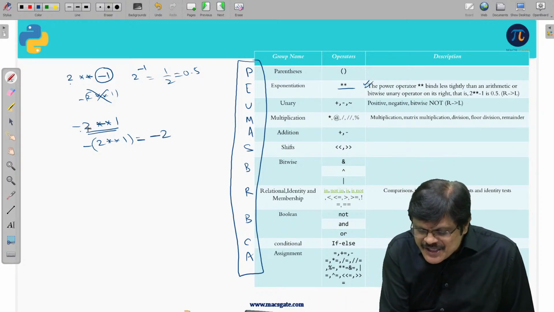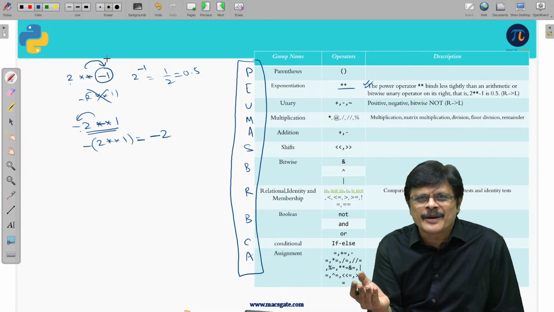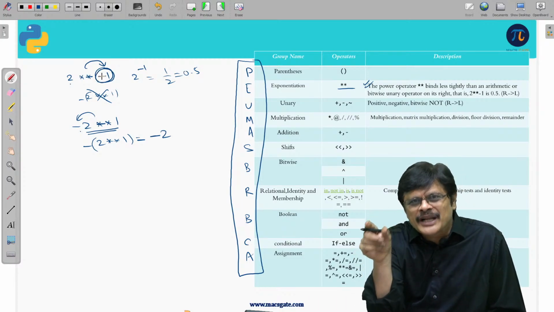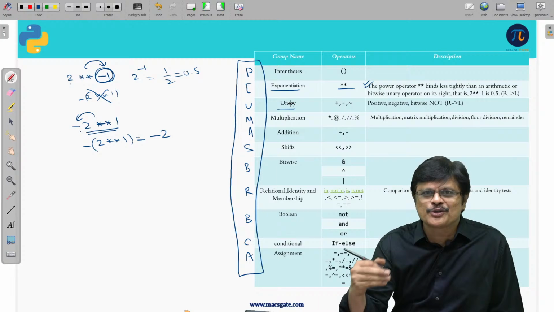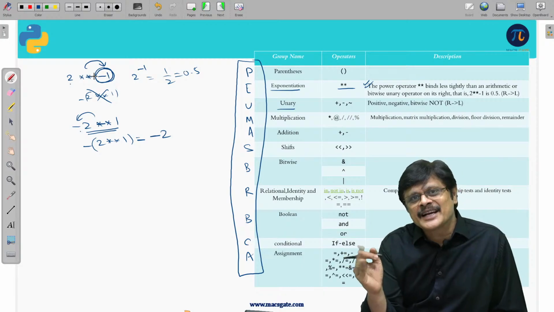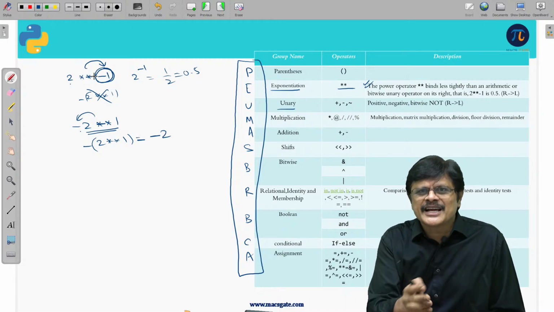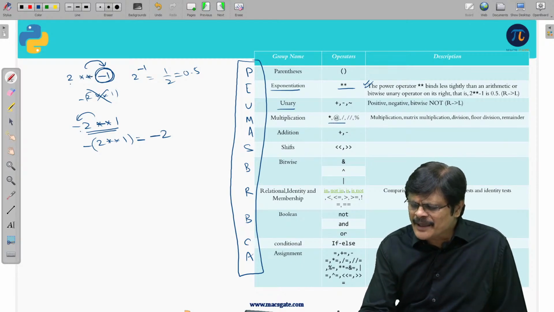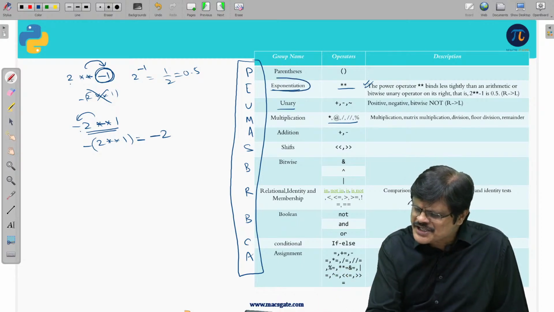So exponentiation on the left binds tightly, but on the right side, if you have a unary operator, it binds less tightly. So this minus will be applied to the number first, then finally exponentiation will happen. But if you see the order of precedence, it looks like exponentiation has higher precedence than unary. But on the right side, unary takes higher precedence because exponentiation binds less tightly. On the left side, exponentiation has higher precedence. Please note that.